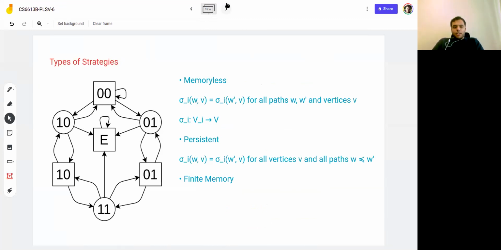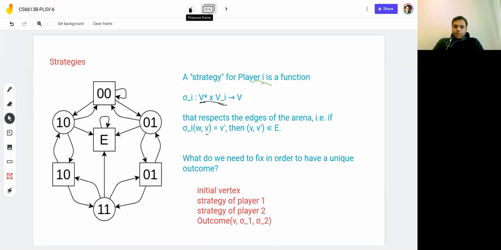So now let's talk a little bit about the strategies themselves and what types of strategies we have. By definition, a strategy is simply a function, and you can have a lot of different functions, right? So you can basically have infinitely many different strategies for each one of your players because the domain here is infinite. So V star is infinite.